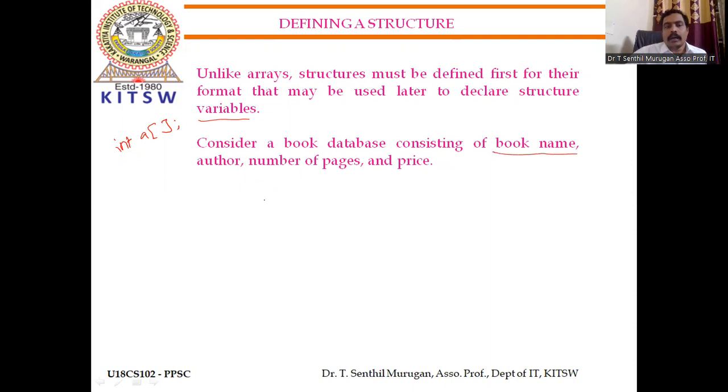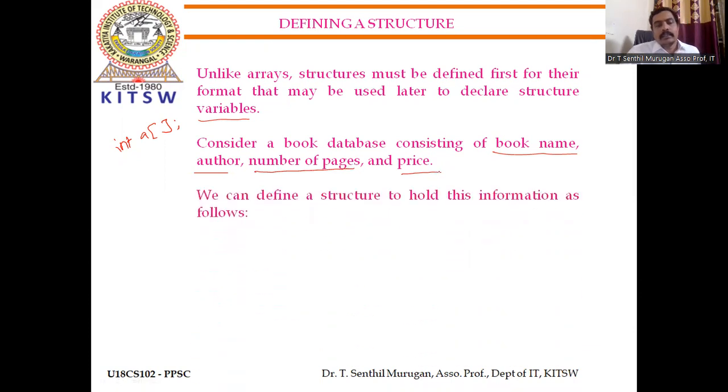Book name, author name, and number of pages available in that book. What is the price of the book? Those are the things related to a book database. How can we define this as a structure? Struct is the keyword. That keyword should be used for defining the structure.